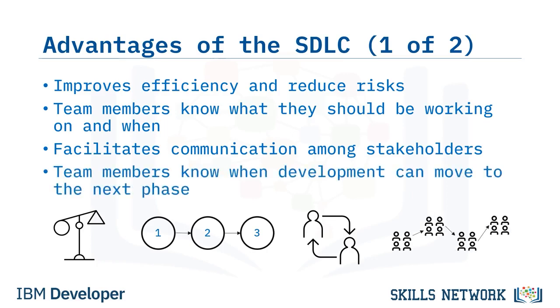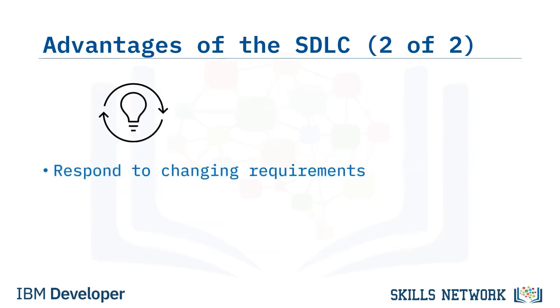Also, since each phase is discrete, cross-domain teams know when they have completed their tasks and when development can move to the next phase. The SDLC provides room for iteration, where, at the end of a cycle, the process can circle back to incorporate additional requirements as needed.